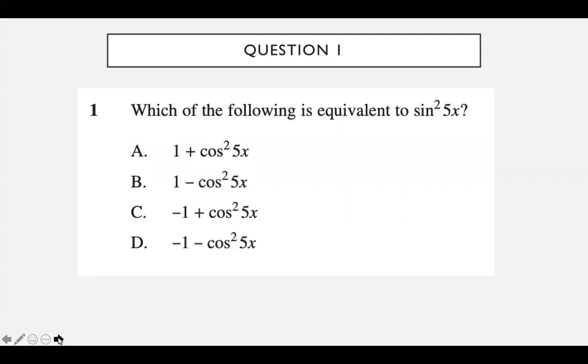Okay, so question one: which of the following is equivalent to sine squared 5x? And you can see the options there. A good opportunity for students to demonstrate their understanding and application of trig identities. I won't be going through the answers. They're available on the NESA website, but I'll just talk a little bit through these.